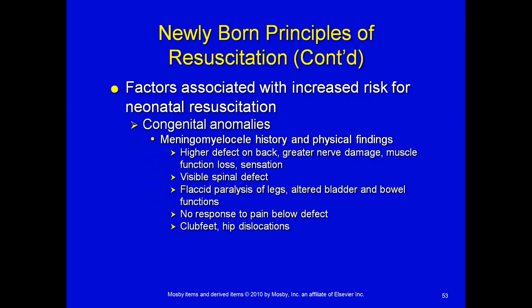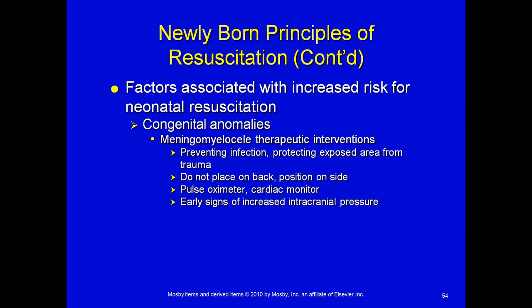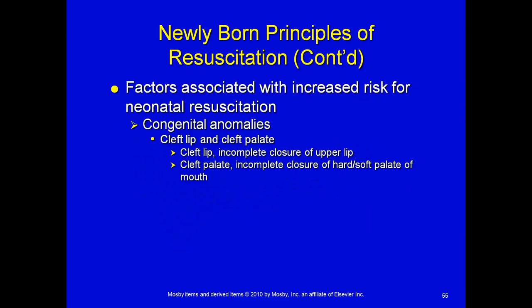The baby may be flaccid and paralyzed from the waist down, may have altered bladder and bowel functions, and may have no response to pain below the defect. They may also have club feet and hip dislocations as well. Preventing infection, protecting the exposed area from trauma: don't place them on their back, position them on their side, cover the wound to protect it, monitor the pulse oximetry and the heart rate, and look for early signs of increased intracranial pressure, which is a change in level of consciousness, dilated pupil, posturing, those sort of things.